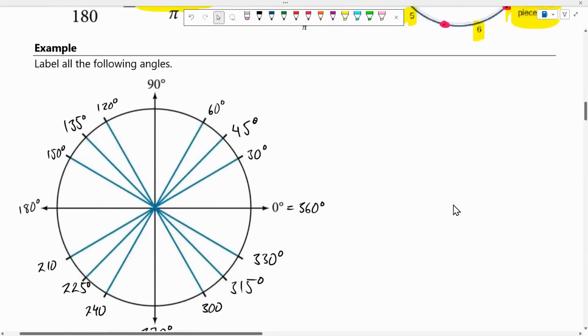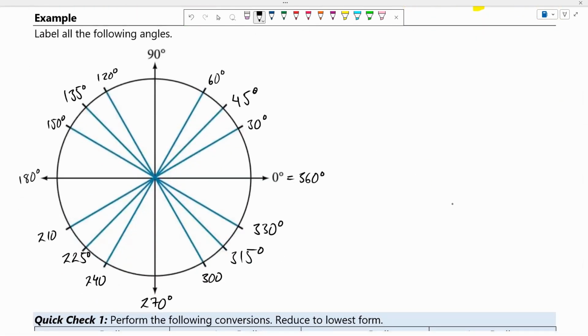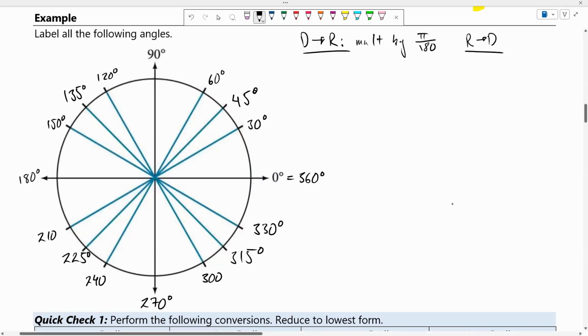The idea behind converting between radians and degrees is you multiply by a factor. If you have degrees and you want to turn it into radians, what you would want to do is multiply by pi divided by 180. And the same thing, if you have radians and you want to go into degrees, you do the flip.